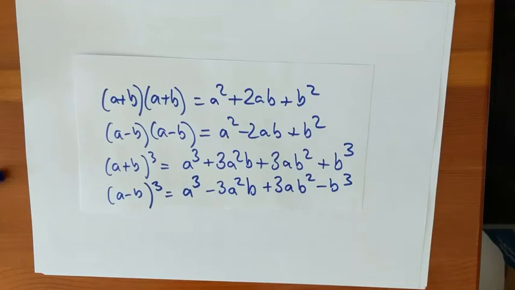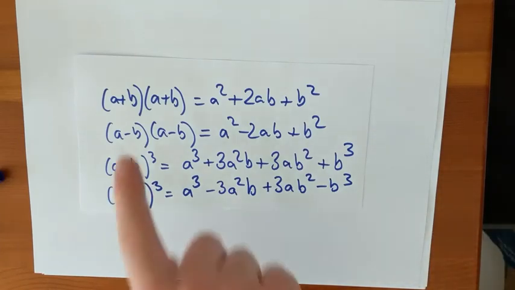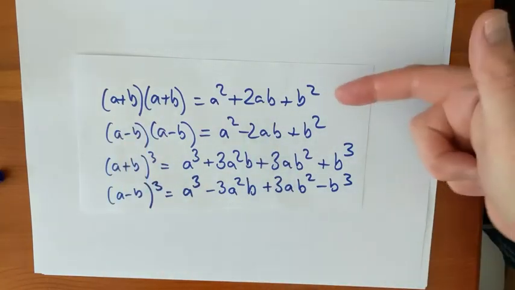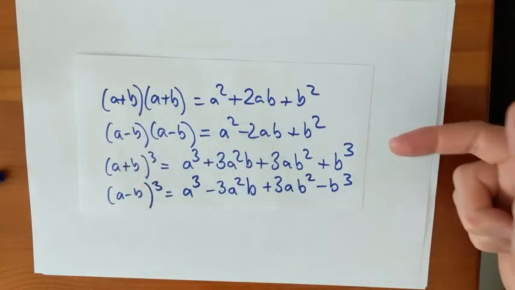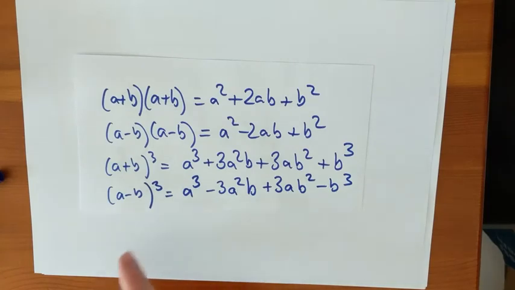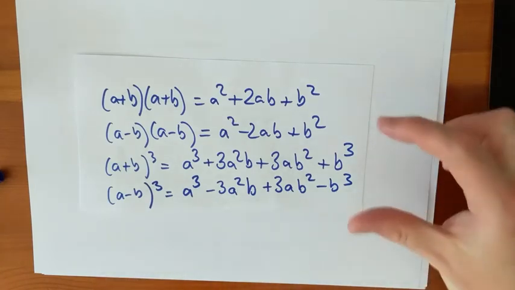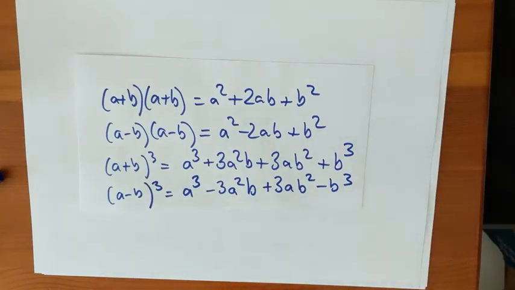It's worth making a note of these 4 formulas. These formulas can help speed things up. This is a plus b squared, you get this pattern. A minus b squared, you get this pattern. A plus b cubed and a minus b cubed give you these patterns. And these patterns help you to simplify more complicated solutions.